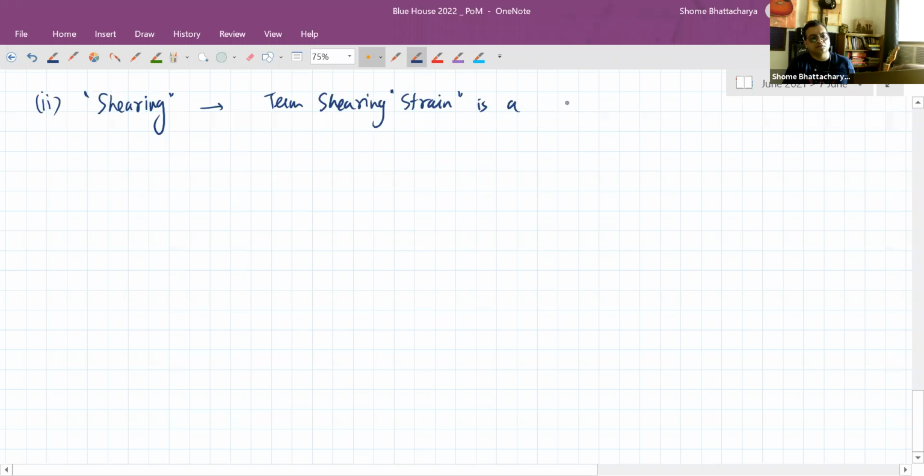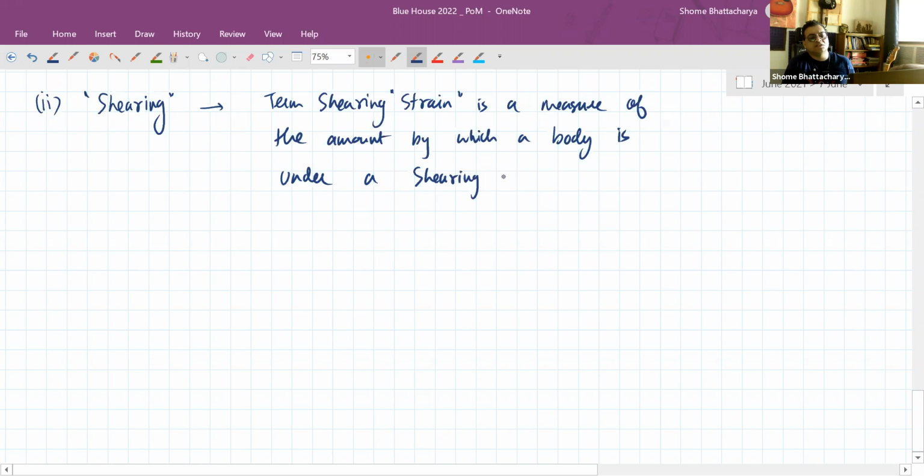The term shearing strain is a measure of the amount by which the body is under a shearing type of deformity.